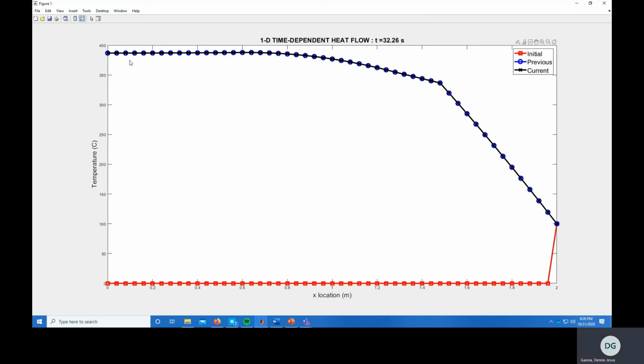Finally, it looks like our solution model is not changing by a lot. So we can assume that we've achieved steady state. And indeed, it is our steady state solution, similar to the graph we got in homework 5.